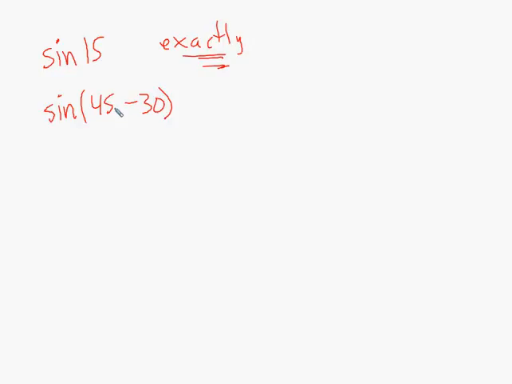But let's say I wanted the sine of 15 degrees. Here's what you need to be able to do, and I say exactly. You don't just type 15 into your calculator. You say, alright, 15 I could express as the sine of 45 minus 30. Now I use my difference formula. That's sine of 45 cosine of 30 minus cosine of 45 sine of 30.